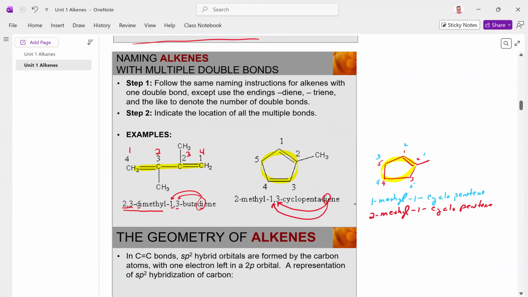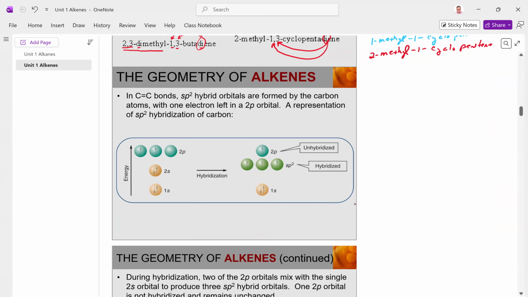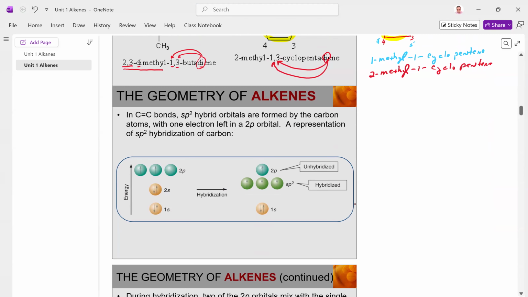Okay, so are there any questions about naming? Every test has 3 parts: intermolecular forces, naming, and reactions. Okay, so let's continue on here. Now, we're not going to get into bond hybridization. It's out of the scope of this class.